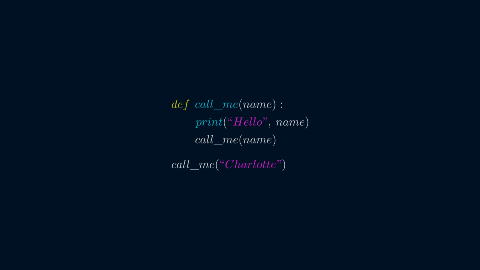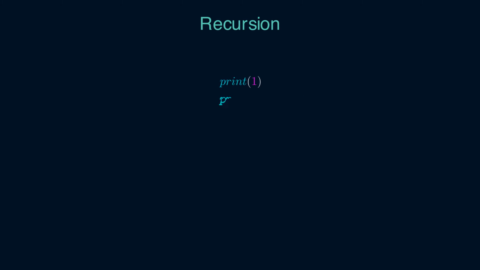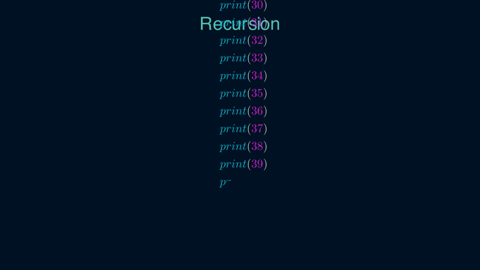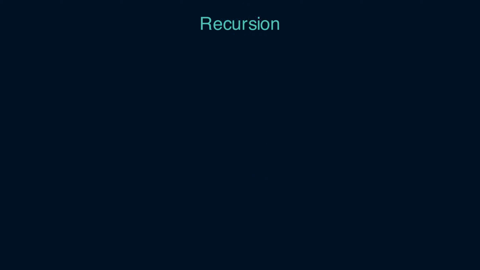In the last lesson, we found out that functions can call themselves. Recursion is the process of one function calling itself. It's helpful when we need to repeat some tasks. For example, if we wanted to print from 1 to 100, should we write this 100 times? No. We can use recursion for that.